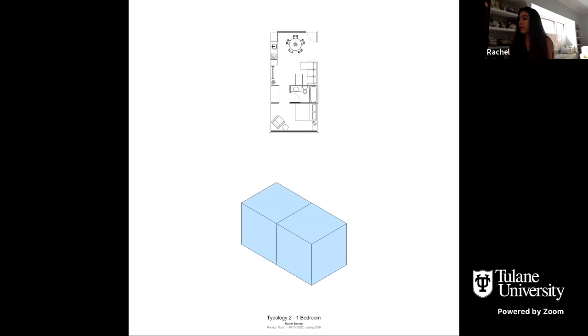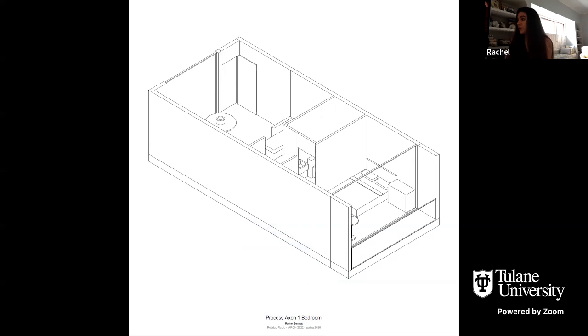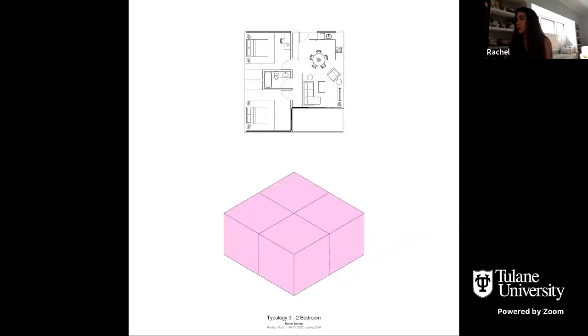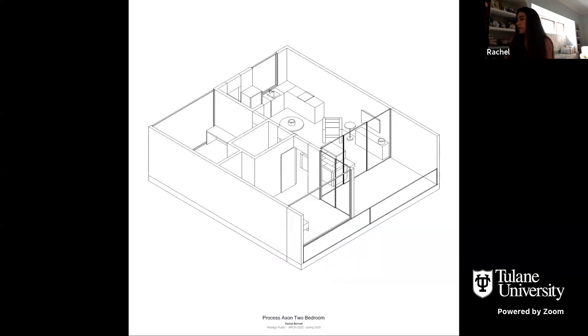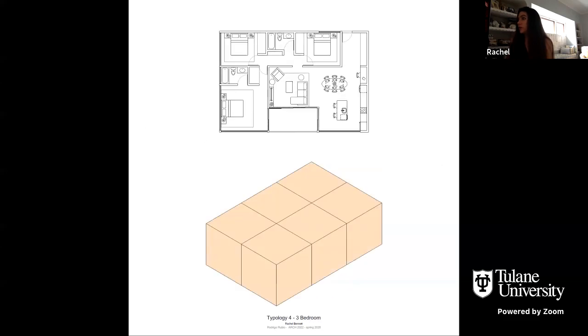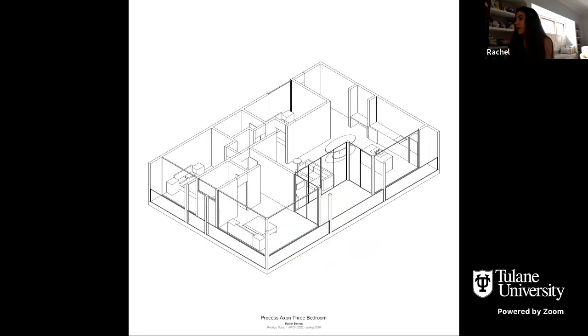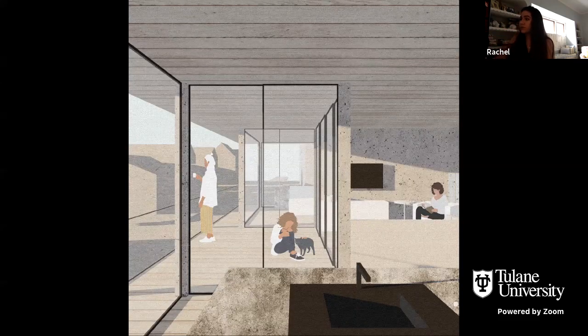And then here I have the 1-bedroom apartment, which is a little bit larger, with a separate bedroom. And here's another axon of that. And then I have the 2-bedroom apartment, which could be available for families or roommates. And then here's an axon of that. And then I have the largest one, which is a 3-bedroom apartment, which could also house families or roommates. So it's a very large unit. And here's an axon of that. And then here's an interior perspective of the 3-bedroom unit.